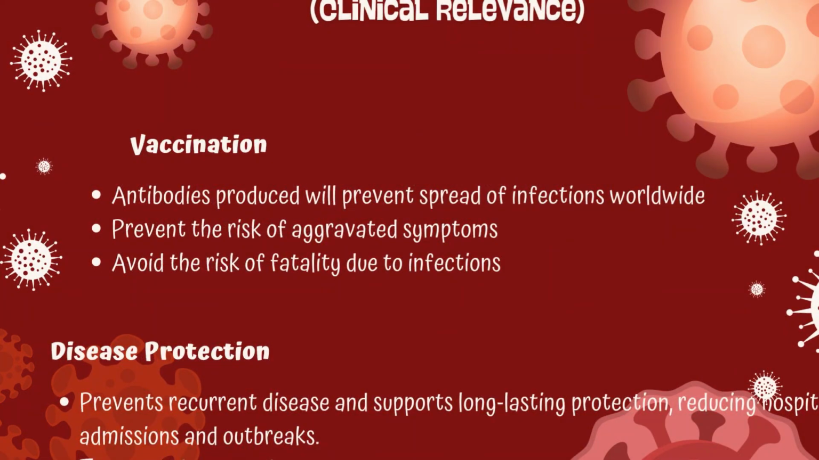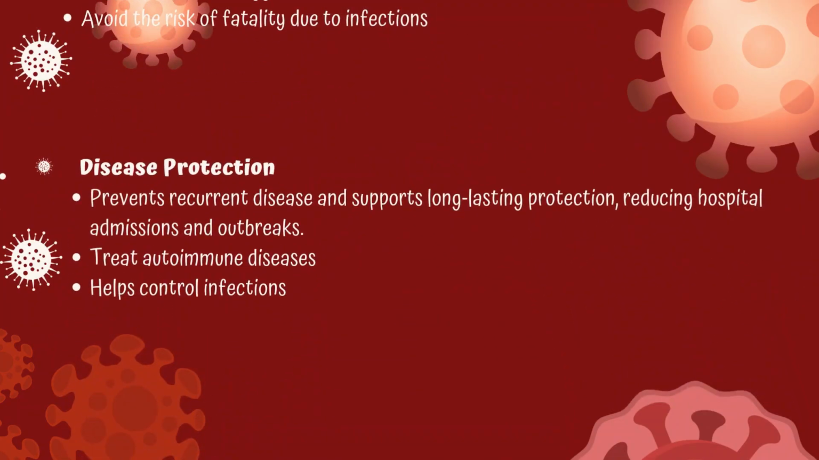Antibodies also help prevent the spread of infections worldwide by reducing a person's ability to transmit the pathogen, especially through mucosal immunity. Vaccination lowers overall disease circulation in the community. This contributes to herd protection and fewer outbreaks.